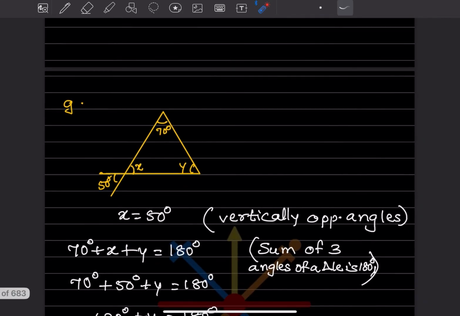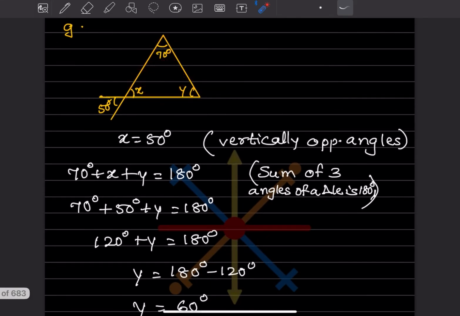Now let us see for this one. So again, as I said, there is a vertically opposite angle here. So this is 50, so this also x should be 50 degrees. So that is vertically opposite angles. Now we know this is 50. So 50 plus 70 plus y, this whole part, this is 180.